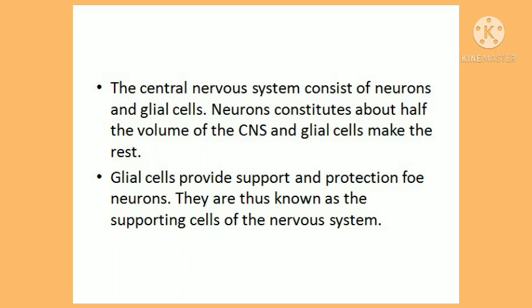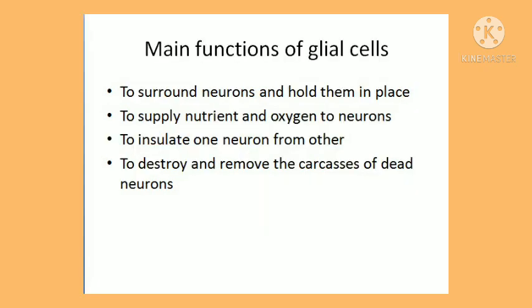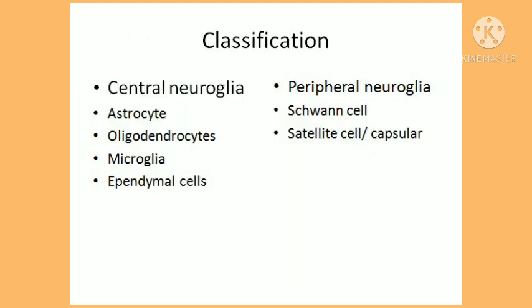The glial cells do not carry any impulses or action potential. But they do have important functions. In fact, without glia, the neurons would not work properly. Main functions of glial cells: to support neurons and hold them in place, to supply nutrients and oxygen to the neurons, to insulate one neuron from others, and to destroy and remove the carcasses of dead neurons.